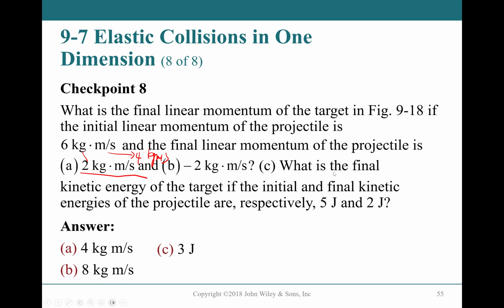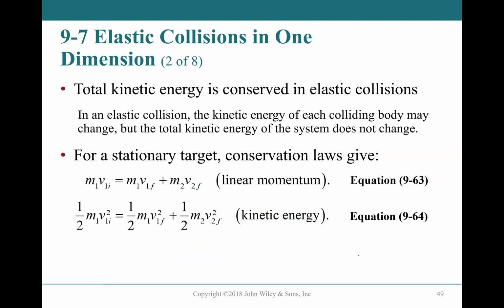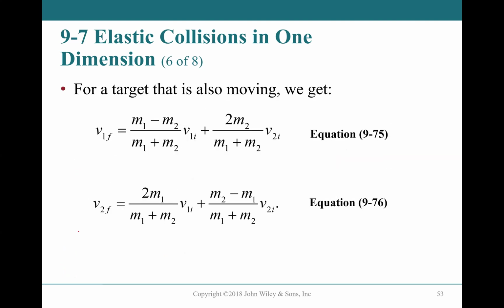And what is the final kinetic energy of the target if the initial and final kinetic energy of the projectile is 5 and 2? So energy is conserved. 5 will be equal to 2 plus K2 final. So K2 final will be 3 joules. So they are very easy. You just need to understand what is happening for the collisions.